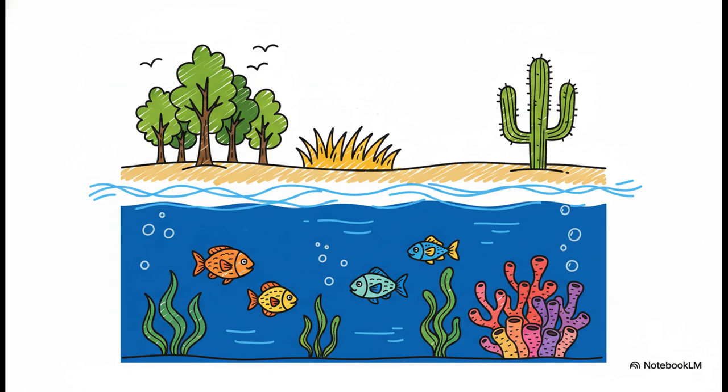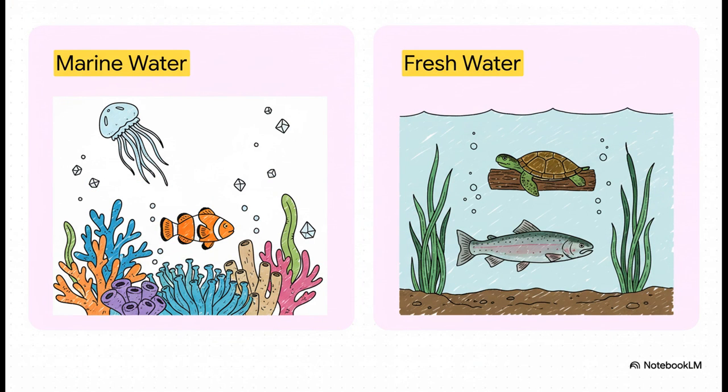You've got terrestrial ecosystems, which are the land-based communities you see in forests, deserts, and grasslands, and then, of course, the aquatic ecosystems, the water-based ones found in oceans, lakes, and rivers. Now, what's really interesting is how we can break down that aquatic world even further. And the critical difference? It's just salt.